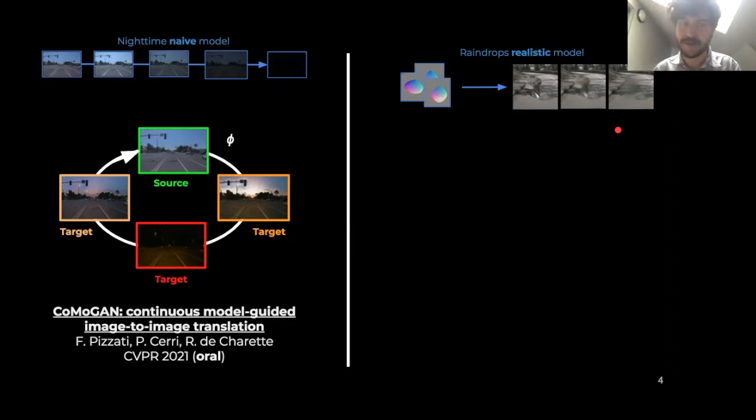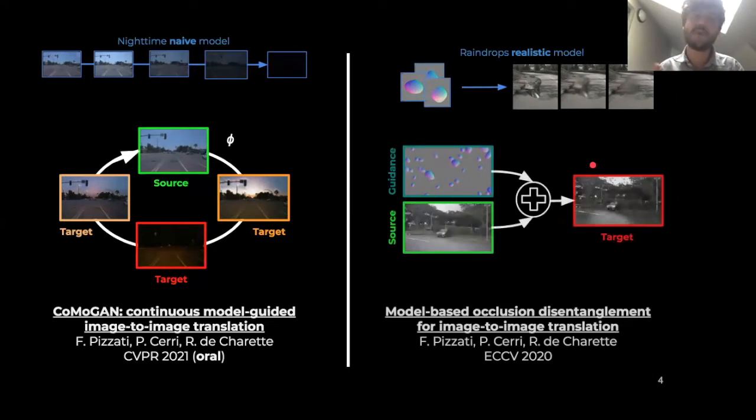And if we have a realistic physical model, what we may want to do is to take advantage of the realism of the physical model in order to compensate some of the lacks of the image-to-image translation network. And this is related to the other work, the ECCV one that I'm going to present later.